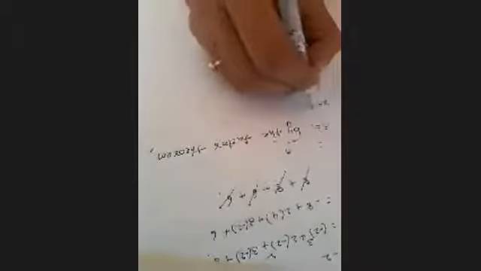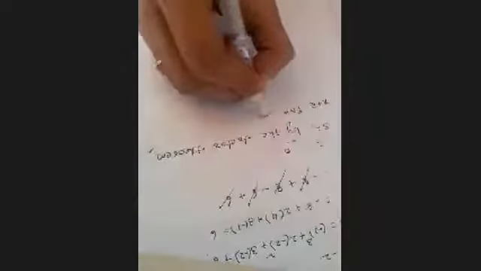So by the factor theorem, x plus 2 is a factor of p of x. What is there in p of x? x cube plus 2x square plus 3x plus 6.